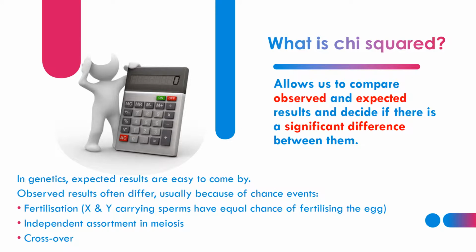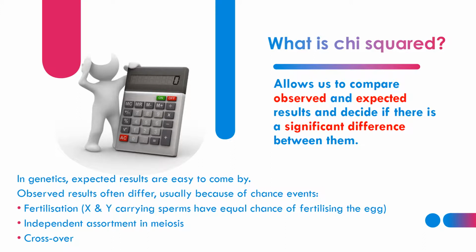It's a statistical test that allows us to compare what we would expect our results to show and what they actually showed. So it's to see if there's a significant difference between them. If there is a significant difference, it means that something has affected our results. Now, in terms of genetics, we don't want to see a significant difference between what we would expect in terms of an offspring's phenotype and what we actually observed.